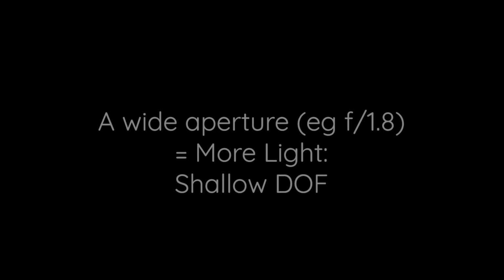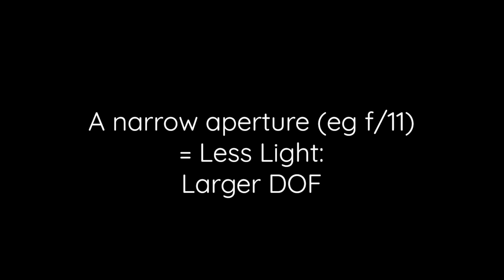Okay, before the practical exercises, let's have a quick look at what Aperture actually is to make sure all of this makes sense. Aperture is basically the opening inside your lens. A wide aperture, like f1.8, lets in more light and gives you a shallow depth of field, so only a small part of your image is sharp. A narrow aperture, like f11 or f16, lets in less light, but more of your scene is in focus.